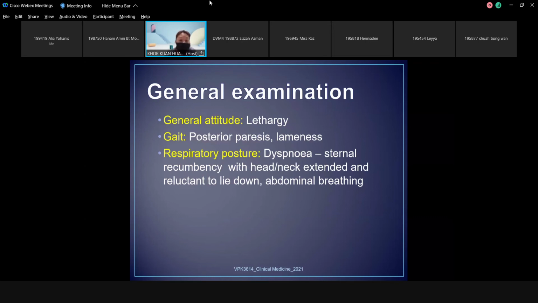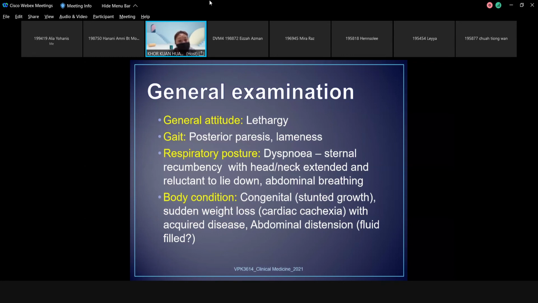Some cases which are more of an emergency will come in with a respiratory posture, especially during dyspnea. This patient will try to breathe, so they tend to have a different body conformation or stance. A lot of the time they will be in sternal recumbency with the head and neck extended, and they will be reluctant to lie down. If you put the animal in lateral recumbency, it struggles a lot because it cannot breathe. Or sometimes when they come in, you could see paroxysmal breathing, which is abdominal breathing.